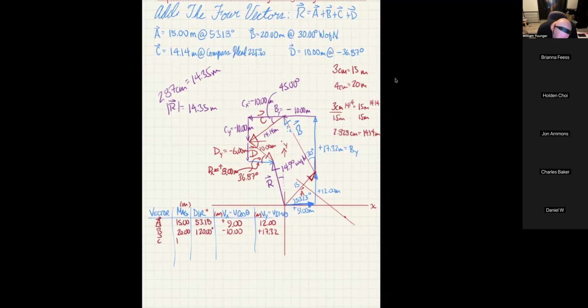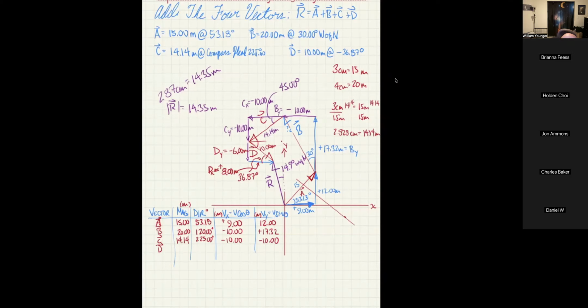Now vector C had 14.14 as the magnitude. It was at a compass heading of 225, so I can just say that is actually a standard angle that goes 180 plus 45, so that's going to be 225 as well. I don't know why I'm putting the degrees there. I already marked it. And this vector C, we found, had a negative 10 x component and a negative 10 y component.